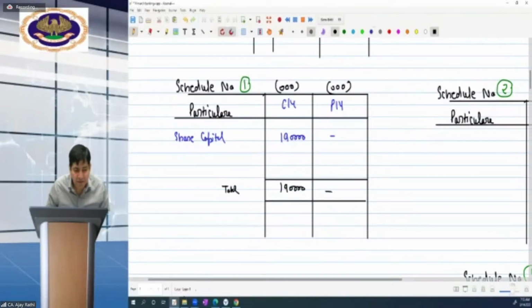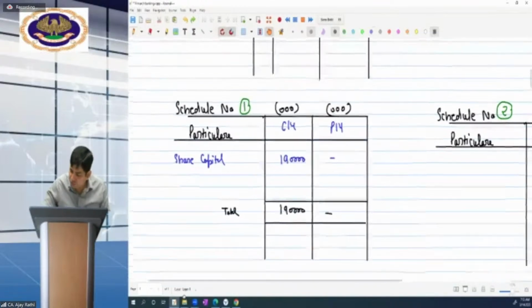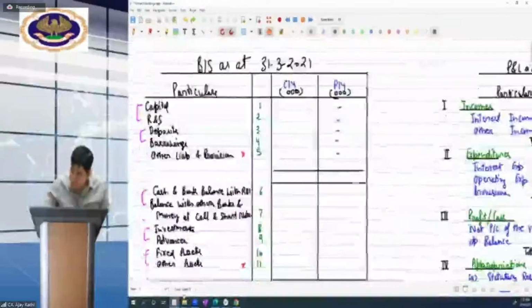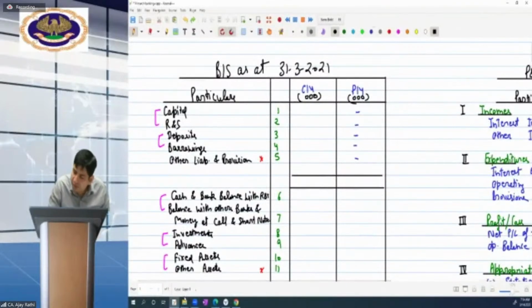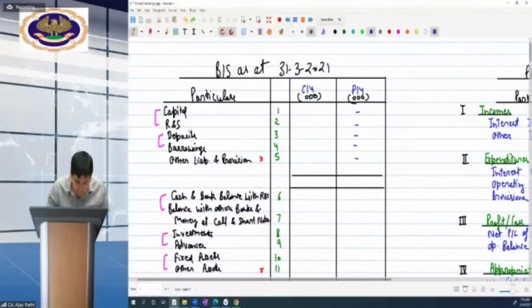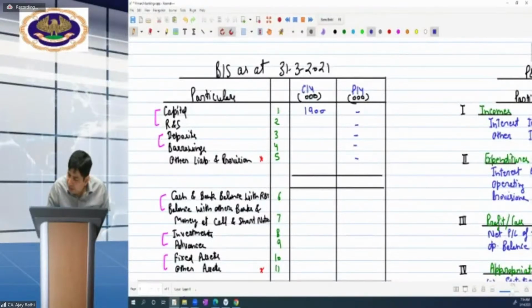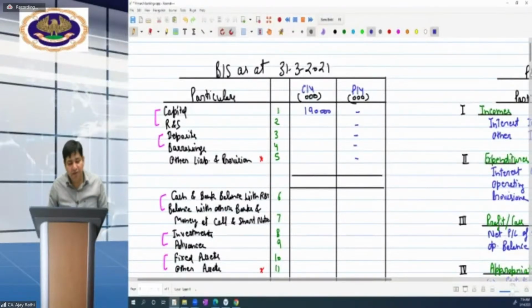Sir, why would fixed assets be used here? But if the question is saying so, then what can I do? Your question is absolutely perfect. I am also with you. But in the exam, we have to answer in the same manner in which the question is asking.